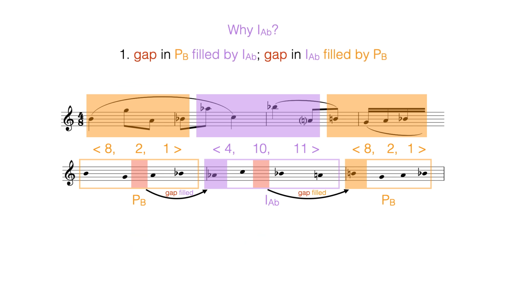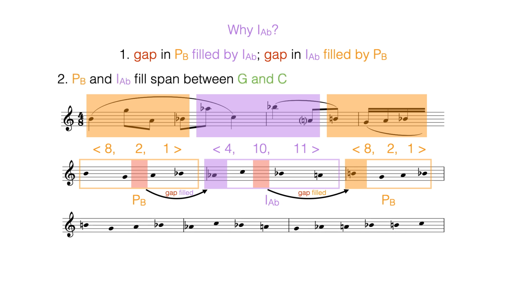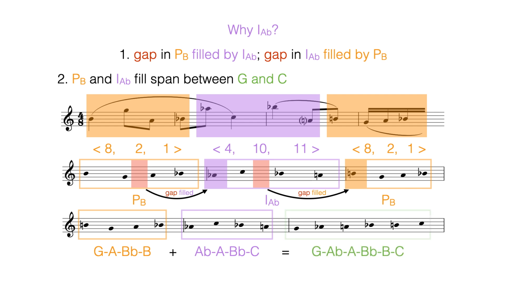Second, taken together, the two four-note series chromatically fill the span between G and C: G, A flat, A, B flat, B, C. PB together with I, A flat, contains every note between G and C. The relationship between G and C is the basis for the accompanying line also, as we will soon see.